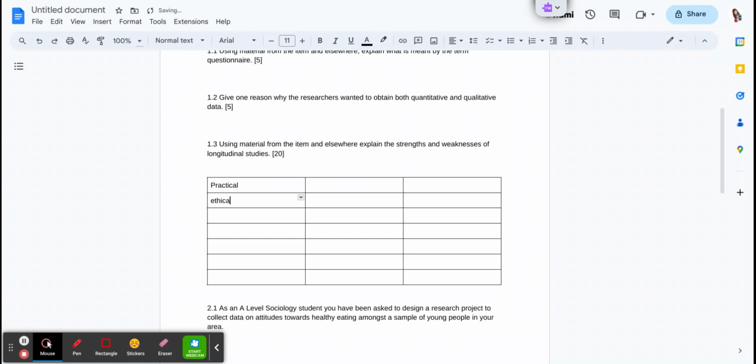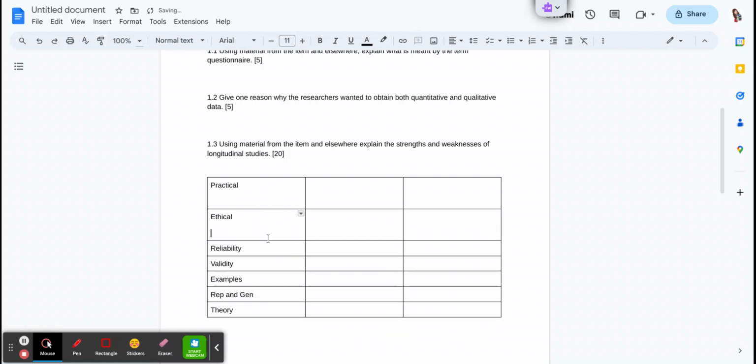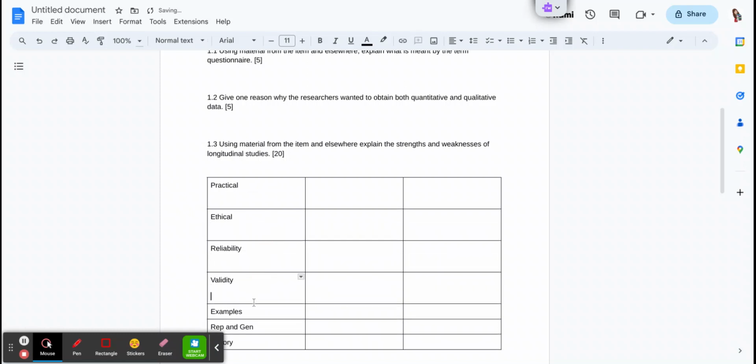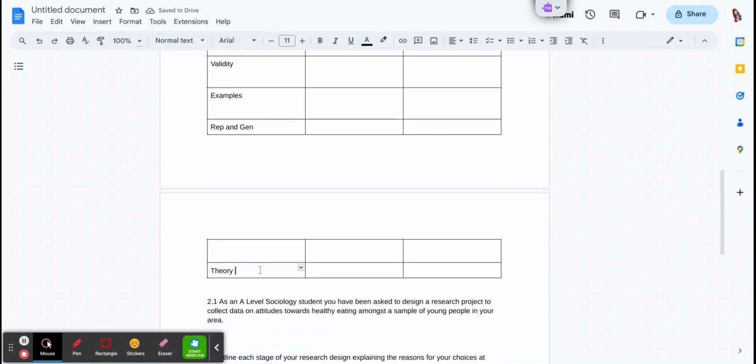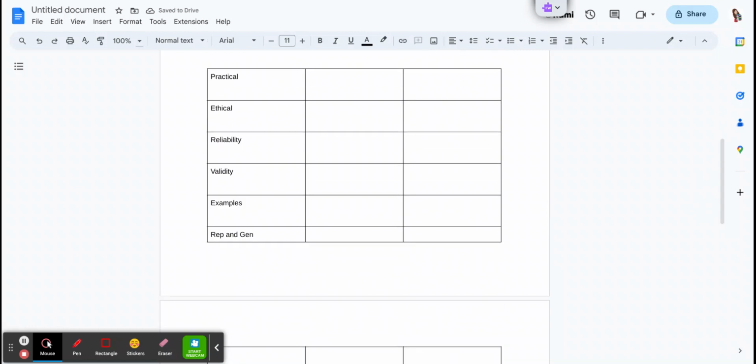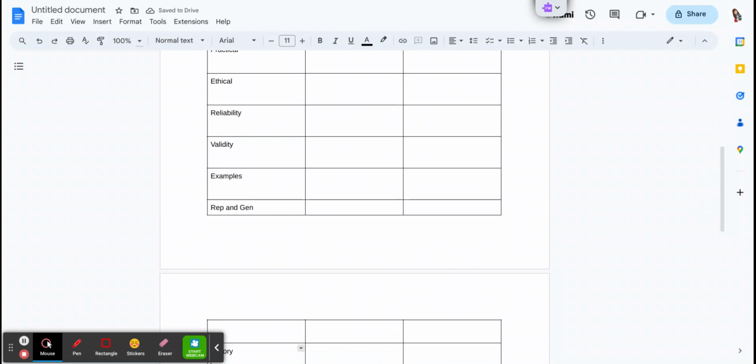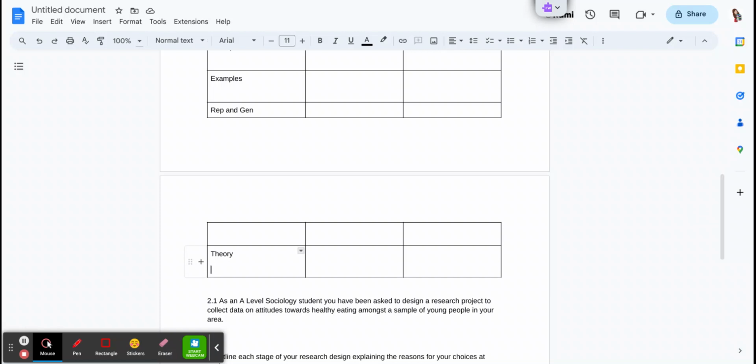practical, ethical, reliability, validity, examples, rep and gen, theory, with the definition. So we see longitudinal. Take a nice deep breath because it's a really hard 20 marker. We write pervert down our page, which is practical, ethical, reliability, validity, examples, rep and gen, and theory.